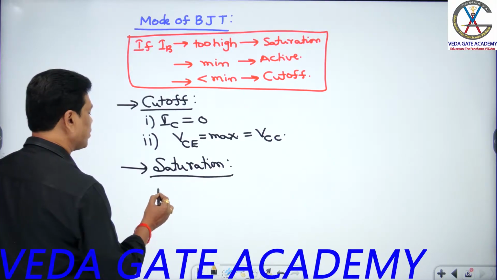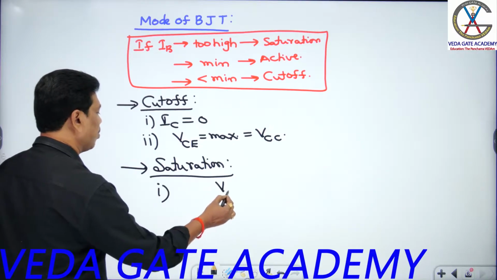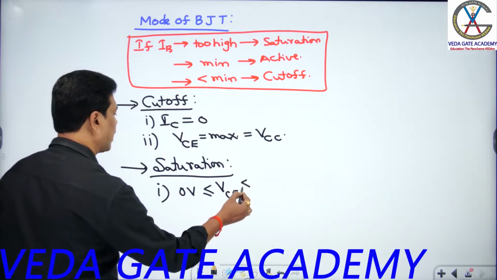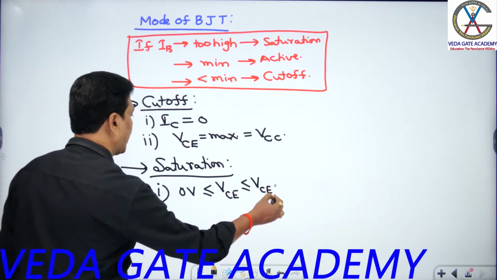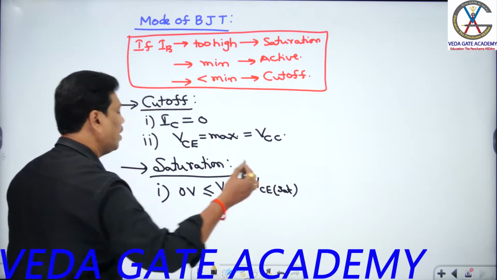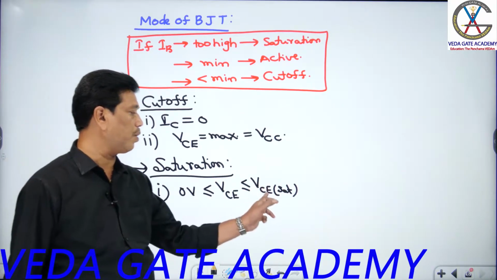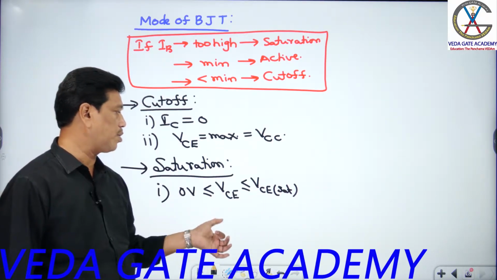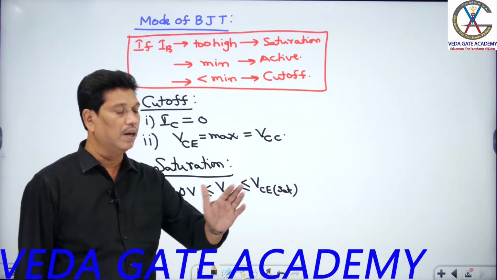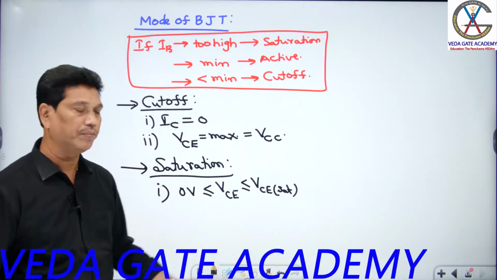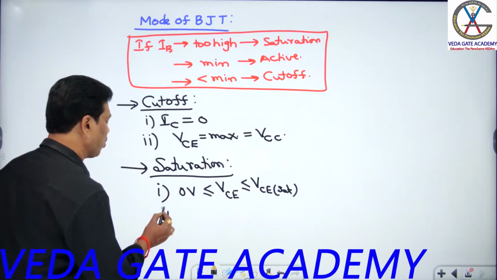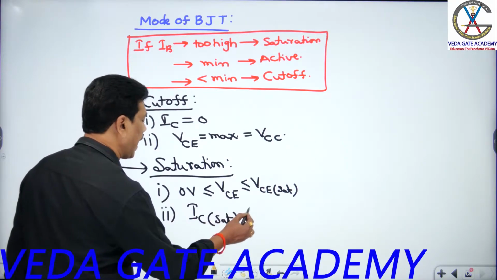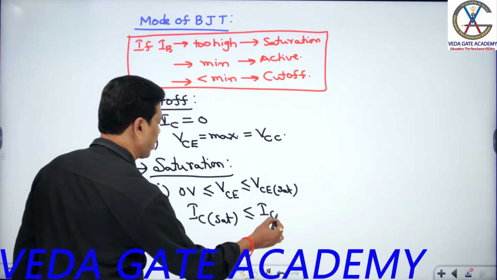So in terms of voltage, students, here VCE should be greater than or equal to 0 volt, but less than or equal to VCE saturation. Ideally VCE saturation itself is 0, students. Practically it is allowable up to 0.1 volt for germanium, up to 0.2 volt for silicon. So VCE should be negligible in this saturation mode, so that the graph is very close to the vertical axis. And in saturation mode, the saturated collector current must be less than or equal to the active mode current, students.